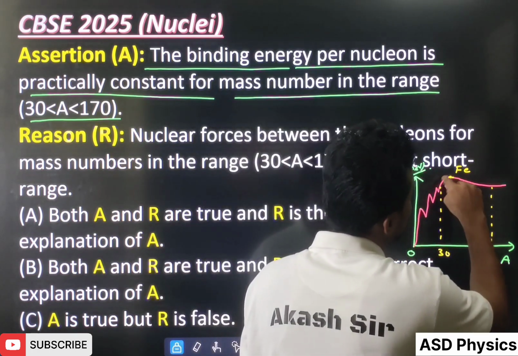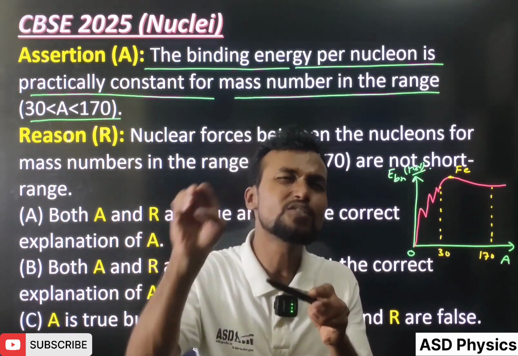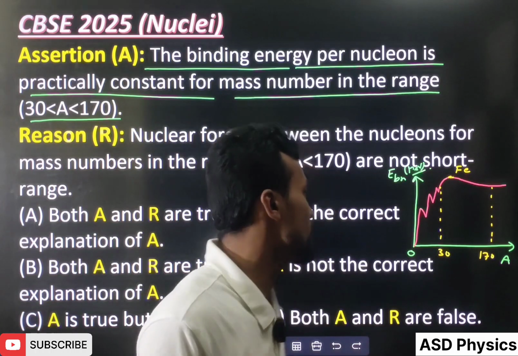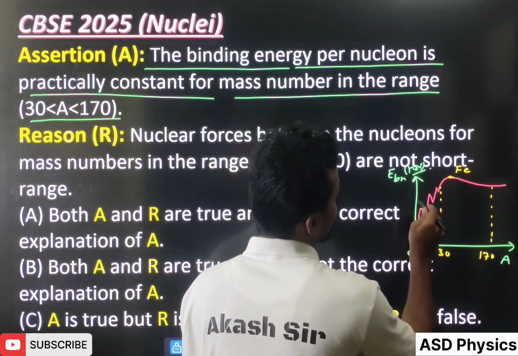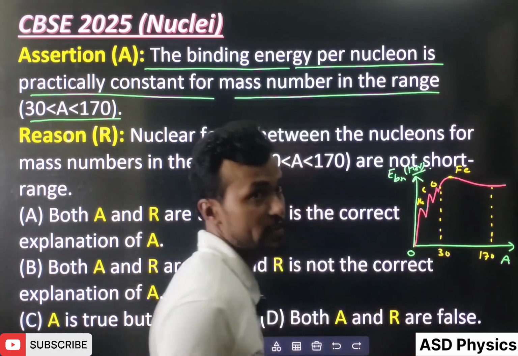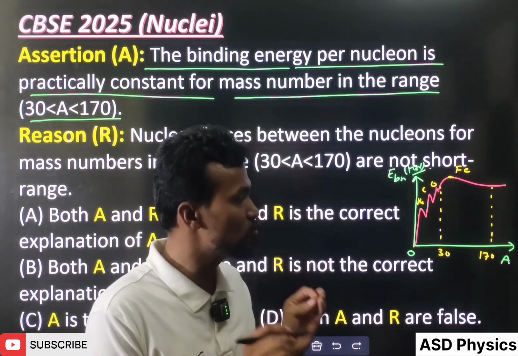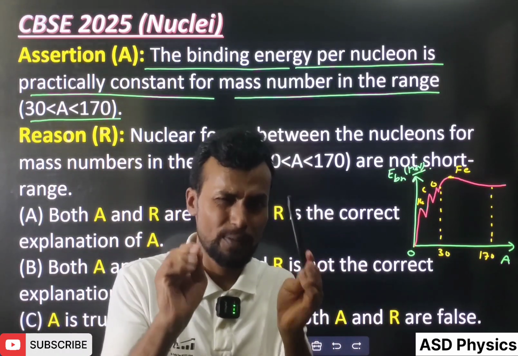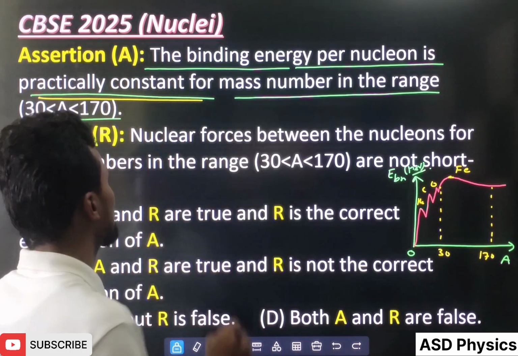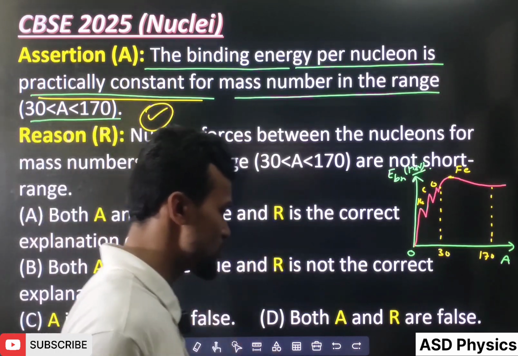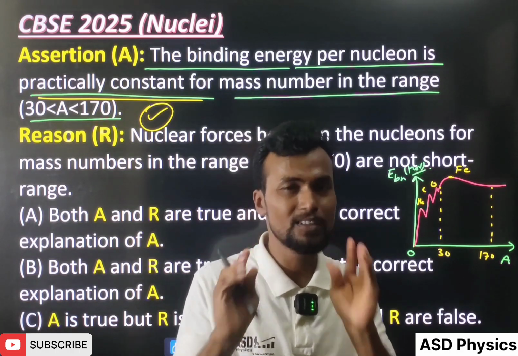See, when I am drawing here it looks more curved, but practically that much curve is not possible. Practically we can say it is somewhat constant. These spikes represent the magic numbers: helium, carbon, oxygen. Again, 50 to 80 is the flat maximum, but 30 to 170 is also practically constant. So this one is correct. Even in your book, open the nuclei chapter and you will see that 30 to 170 is roughly constant.